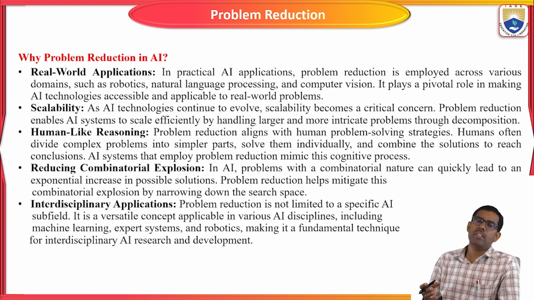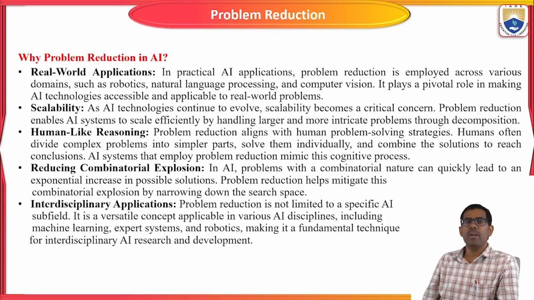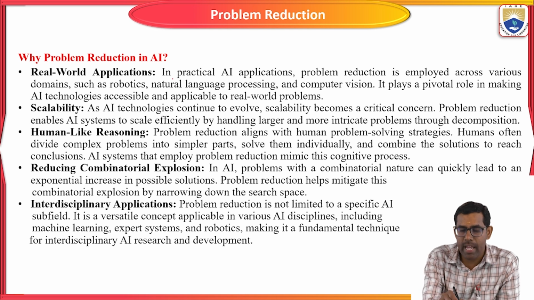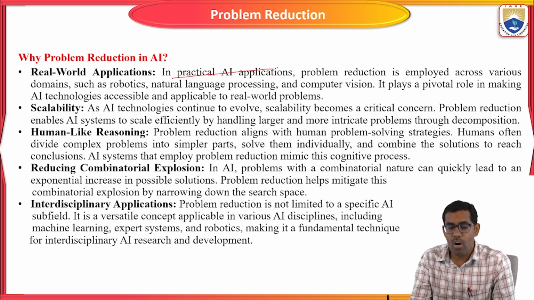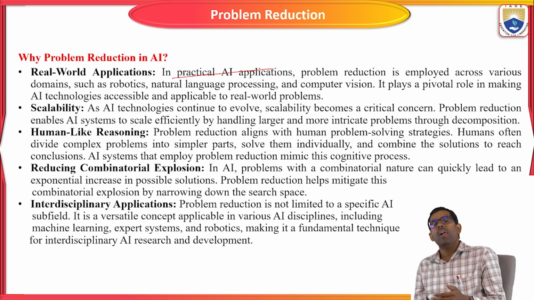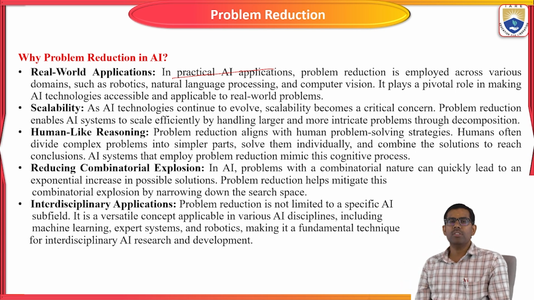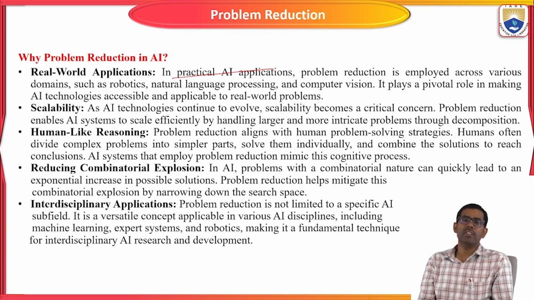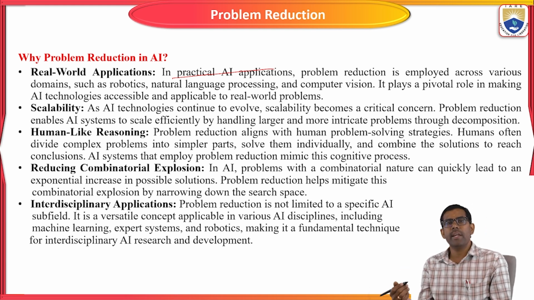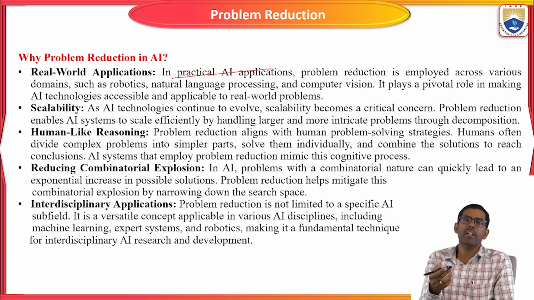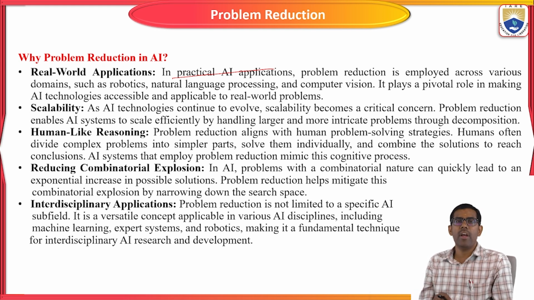Already in the previous slide I mentioned the various real world applications that are happening using AI machines. In practical AI applications, problem reduction is employed across various domains. For example, if you are traveling on the road, there is a signal point with roads on the left, right, and front. Based on the left side they give some time, the right side roads some time, then the opposite side some time. For the particular period we have to wait until the other way is given permission to move.